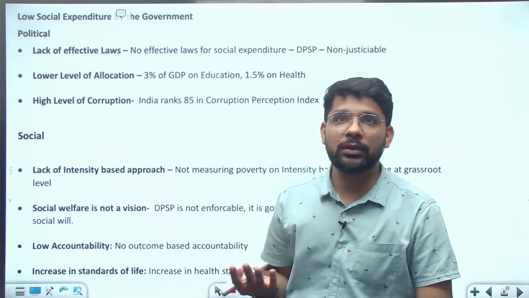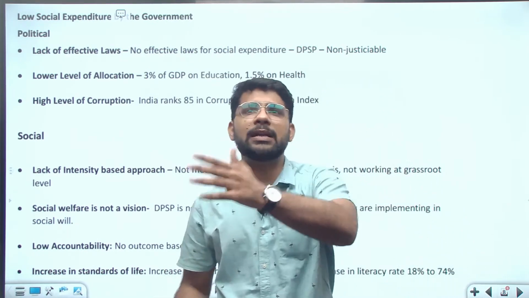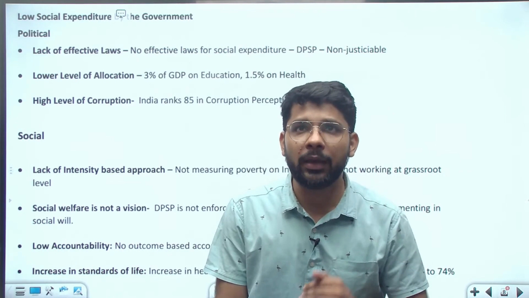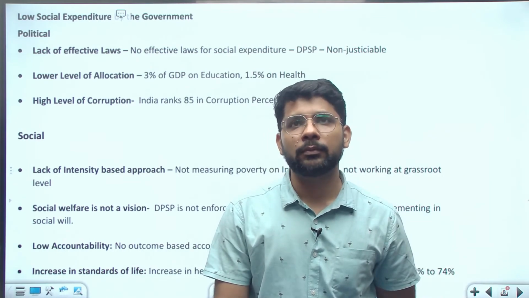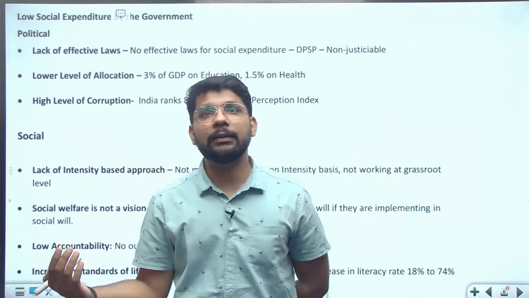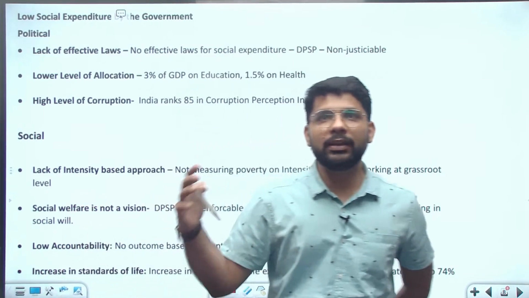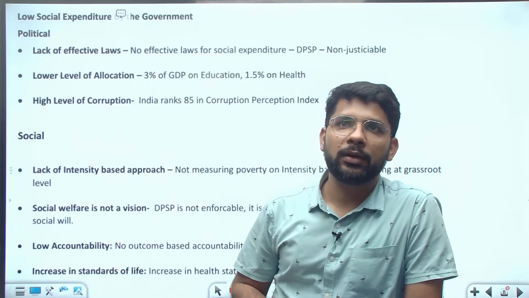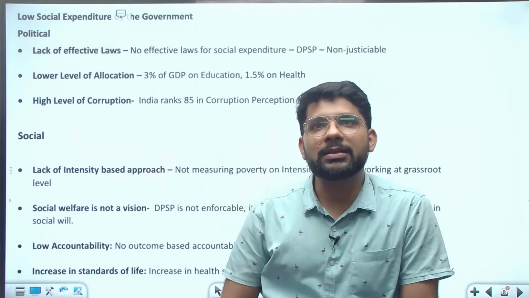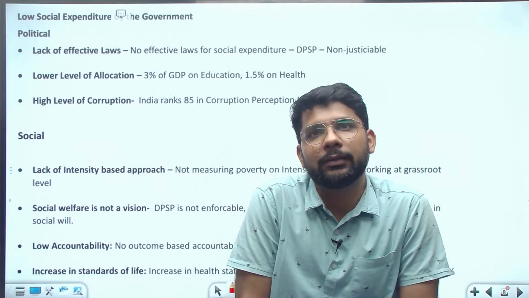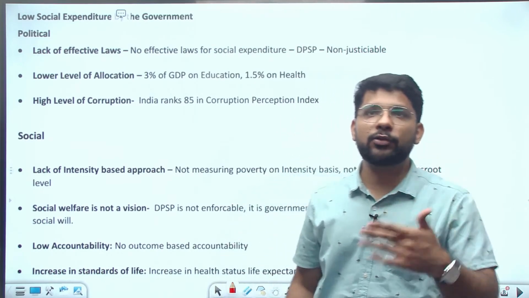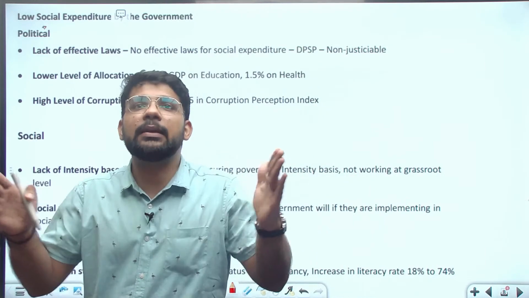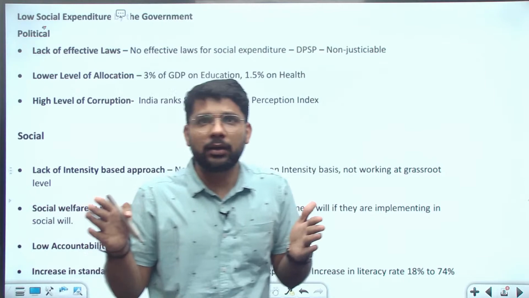Lower level of allocation: we see 3% of the GDP on education, and even Bhutan is spending a higher percentage of its GDP on education. 1.5% of GDP on health, in a country with a population of 140 million. So this is the lower level of spending on social expenditure, which is increasing the gap between poverty and hunger.